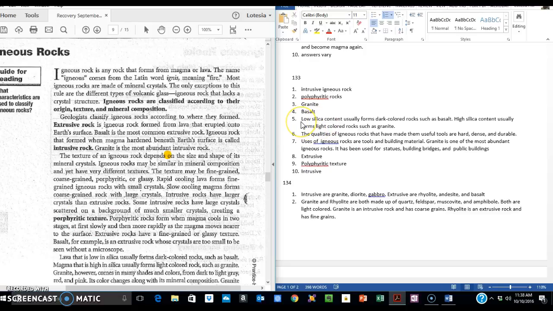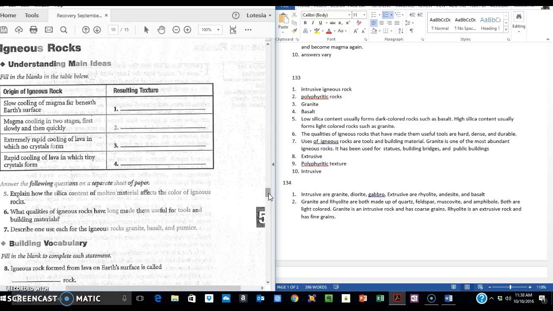So for number 5, low silica content usually forms dark colored rocks such as basalt, and then high silica content usually forms light colored rocks such as granite. Now that statement wasn't word for word from what was given in the passage, but based on what I read, that's what I came up with. All right, for number 6.